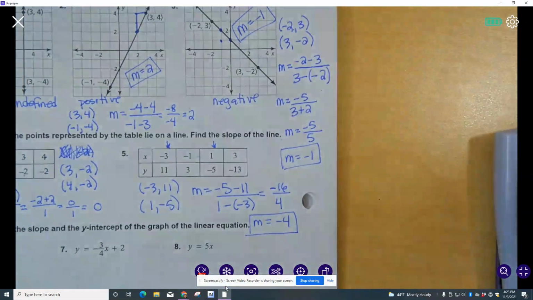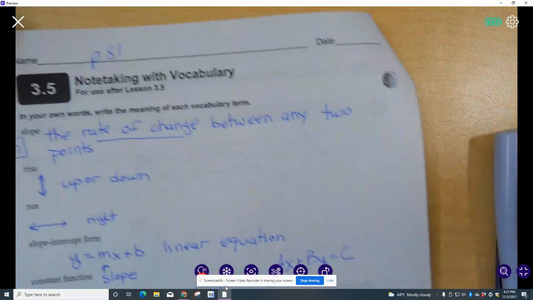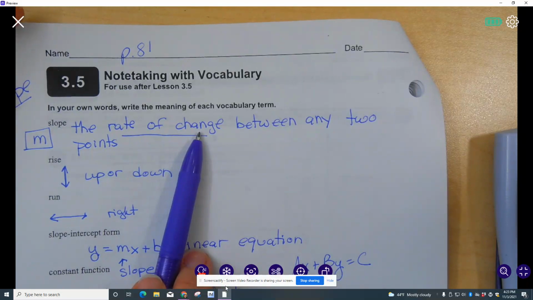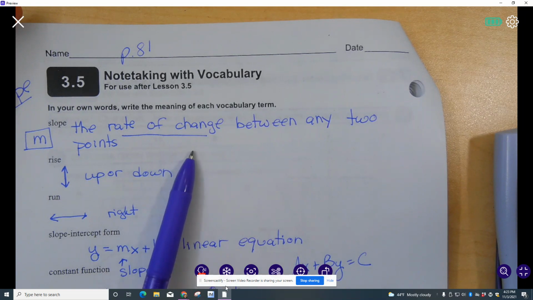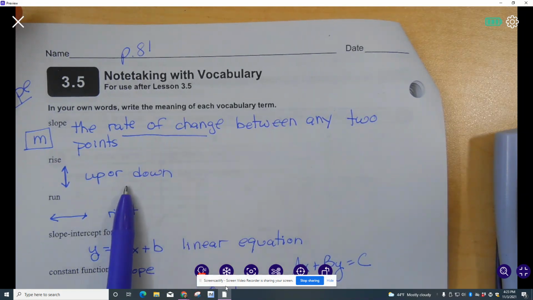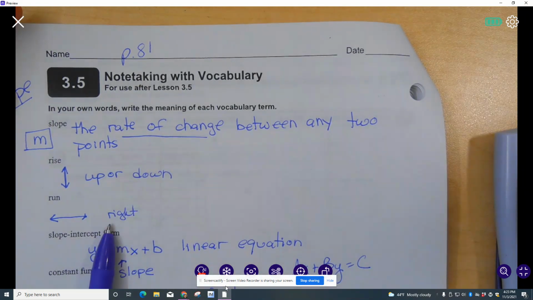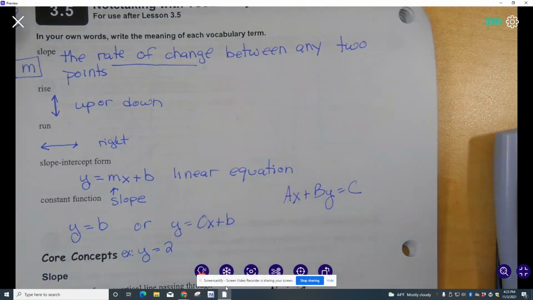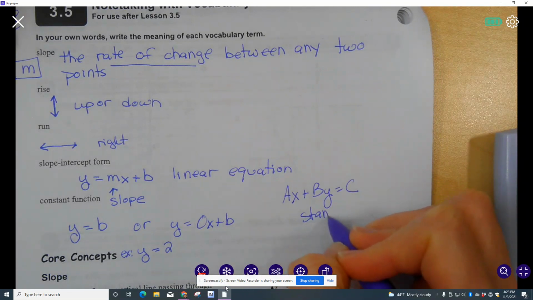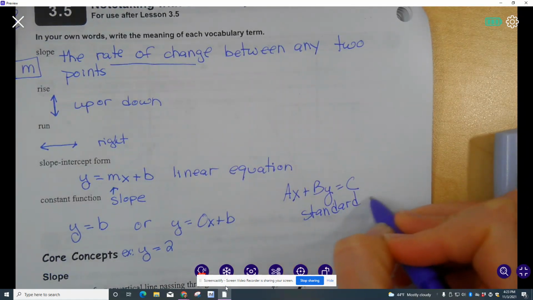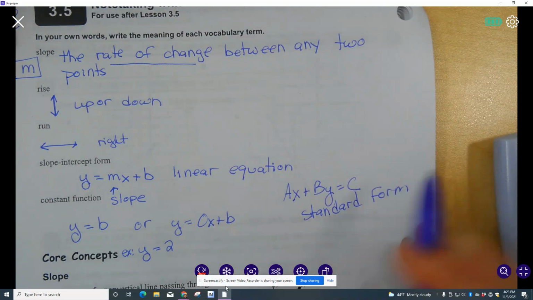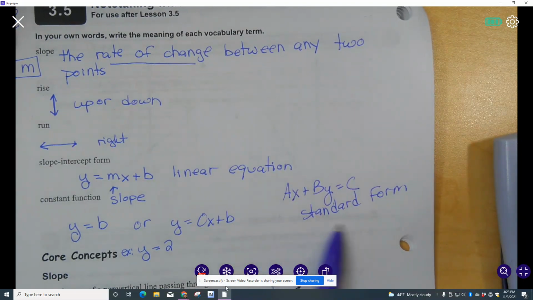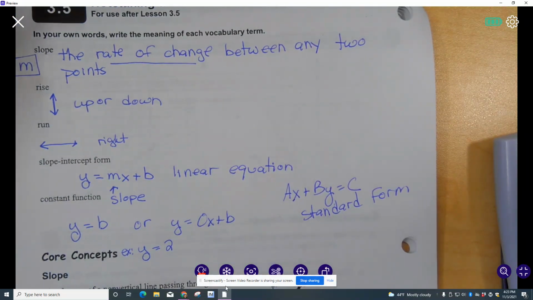Okay, just a quick recap, and then you are going to start your practice. So slope is a rate of change. It tells you how much y changes when x also changes. Rise is up, down, run is right, left. This is slope-intercept form for an equation of a line. And remember in 3-4, we looked at standard form. That's when we did graphing using intercepts when we were in standard form.